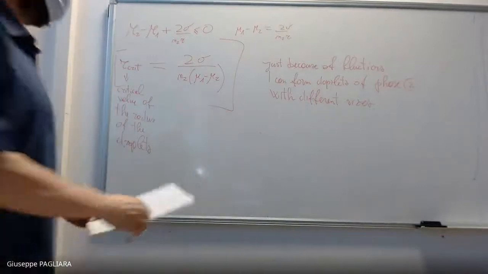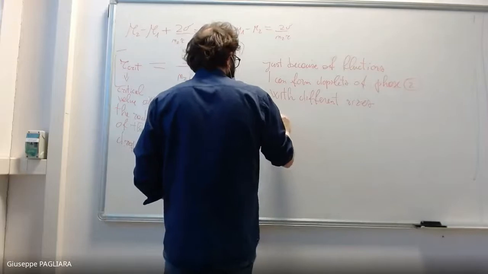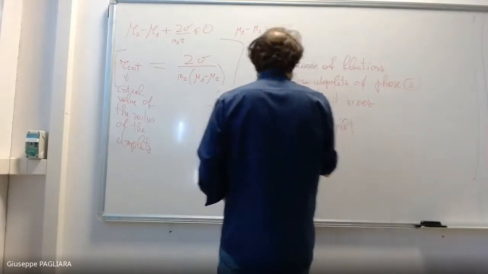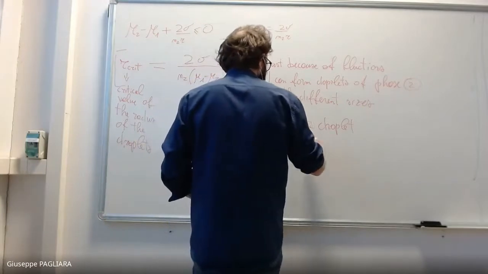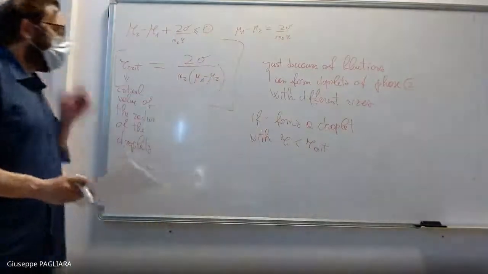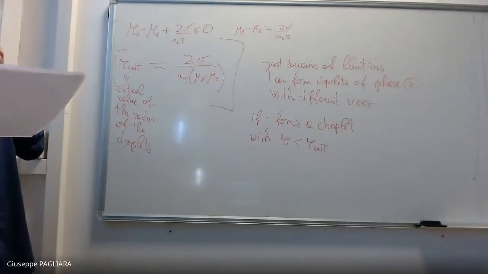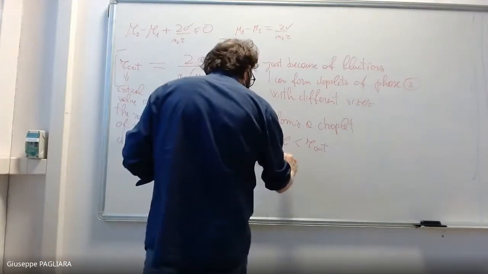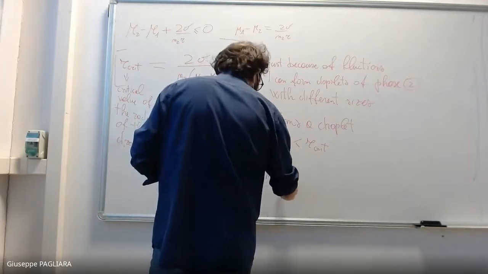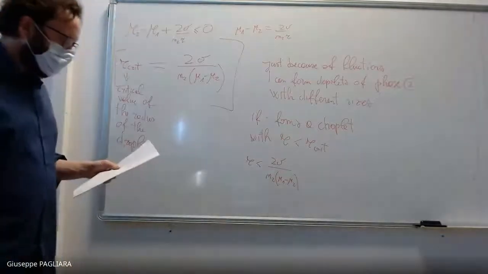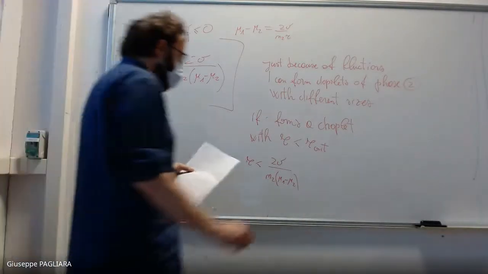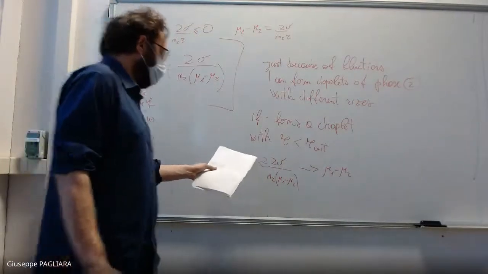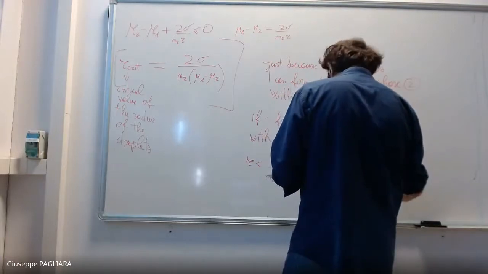Now, if the system forms a droplet with R smaller than this critical radius, that means that R is smaller than the critical radius, 2 sigma divided by n2 times (mu1 minus mu2), from which I can obtain that mu1 minus mu2 is smaller than 2 sigma over r and 2.